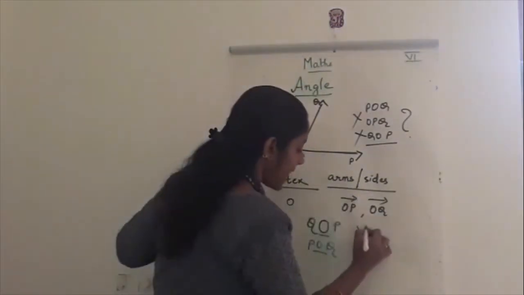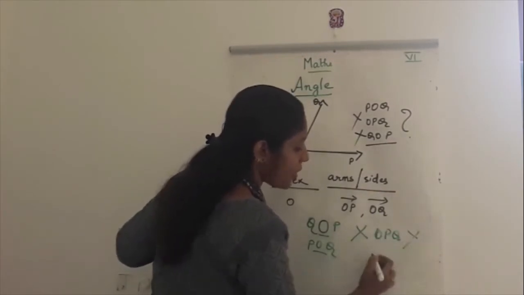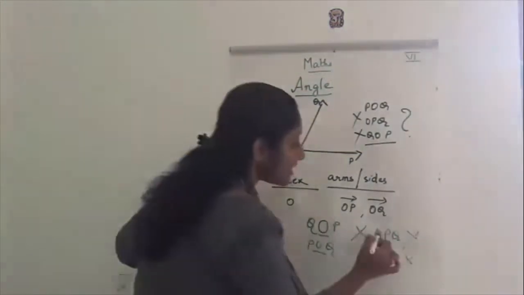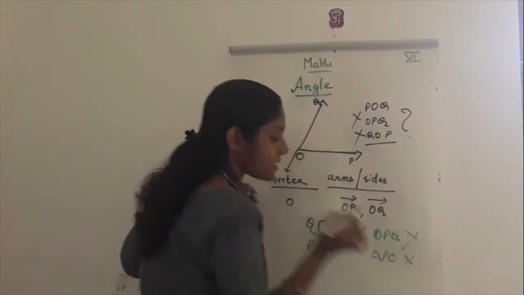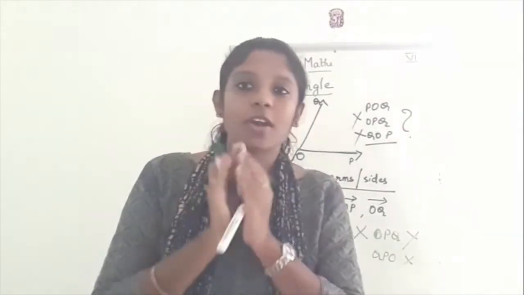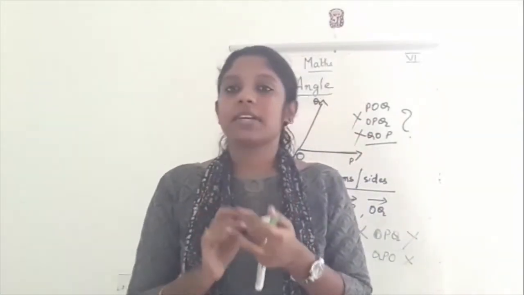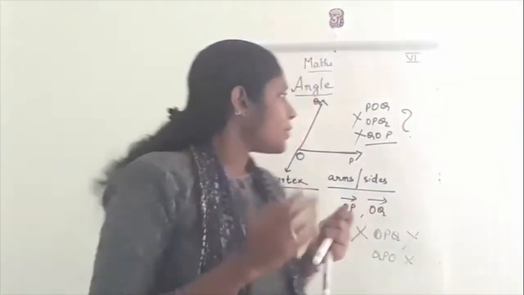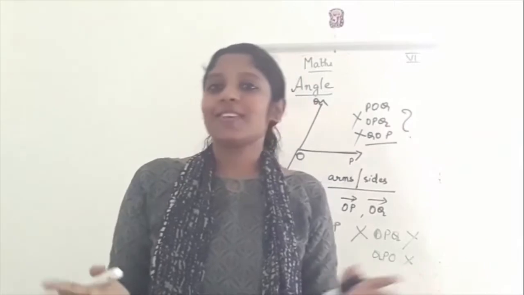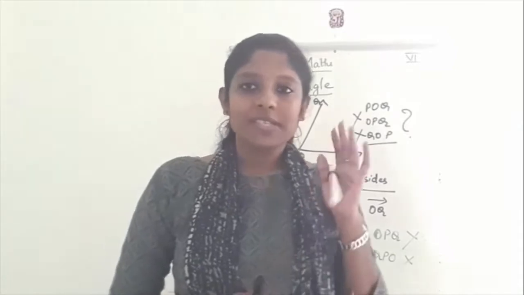But don't write OPQ. OPQ is wrong, and QPO is also wrong. Why is this wrong? The vertex O is not in the middle. So the only condition to name an angle is that the vertex or common point should come in the middle. The arms can be written either way round. For naming an angle you can use any letters from A to Z. Commonly in the textbook we see A, B, C, P, O, Q. Hope this is clear.